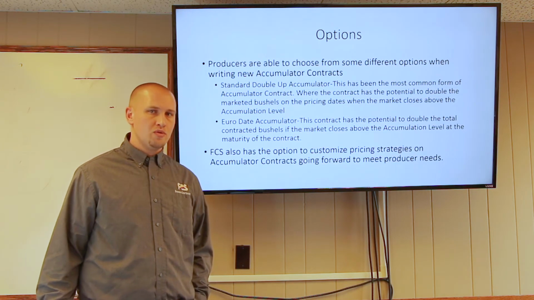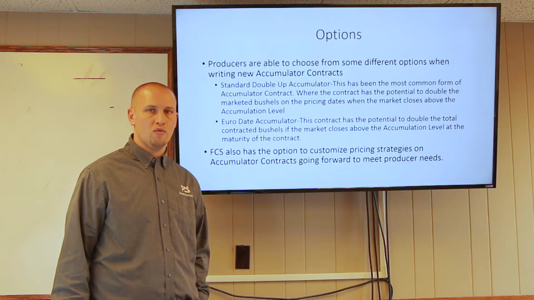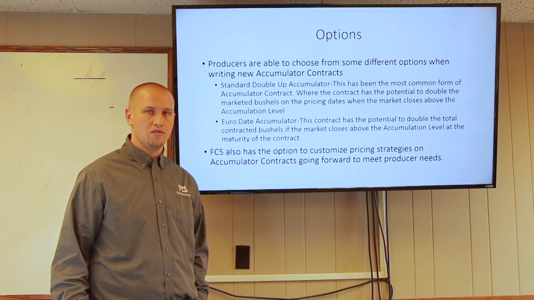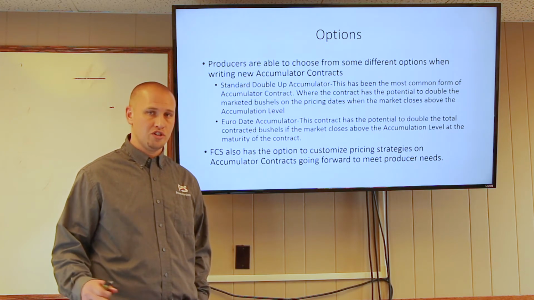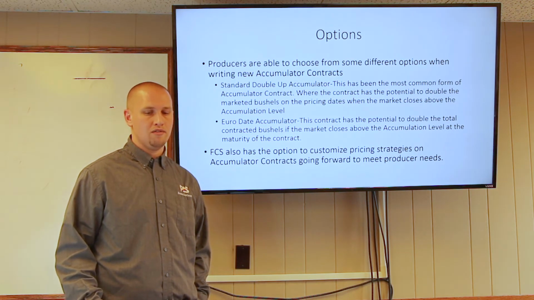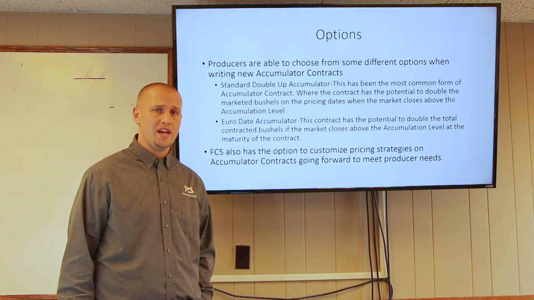So what kind of options do we have with an accumulator contract? Well, two of the most popular that we've been using would be a standard double up accumulator where we double up our marketed bushels if we trade above accumulation level. We sell our allotted bushels at board price if we trade within range, or we knock out below our knockout level.